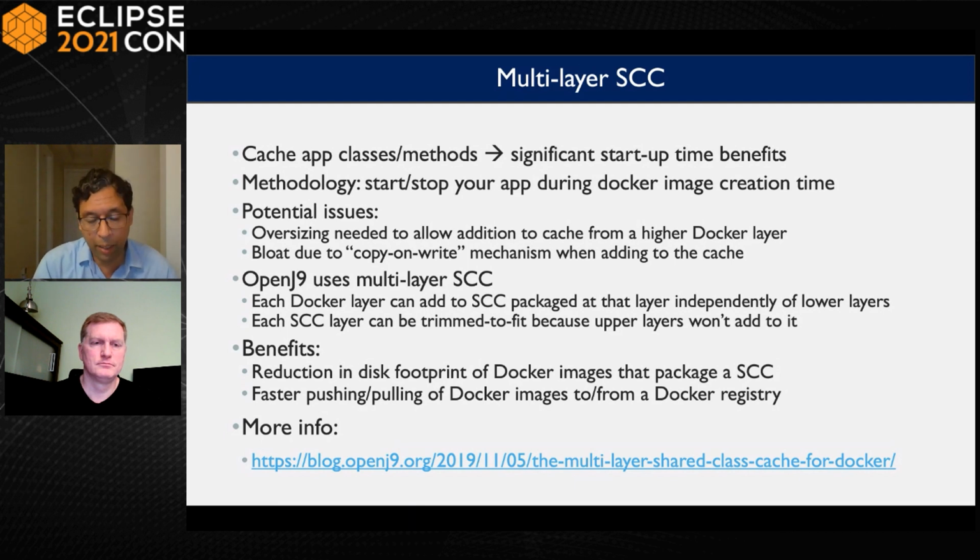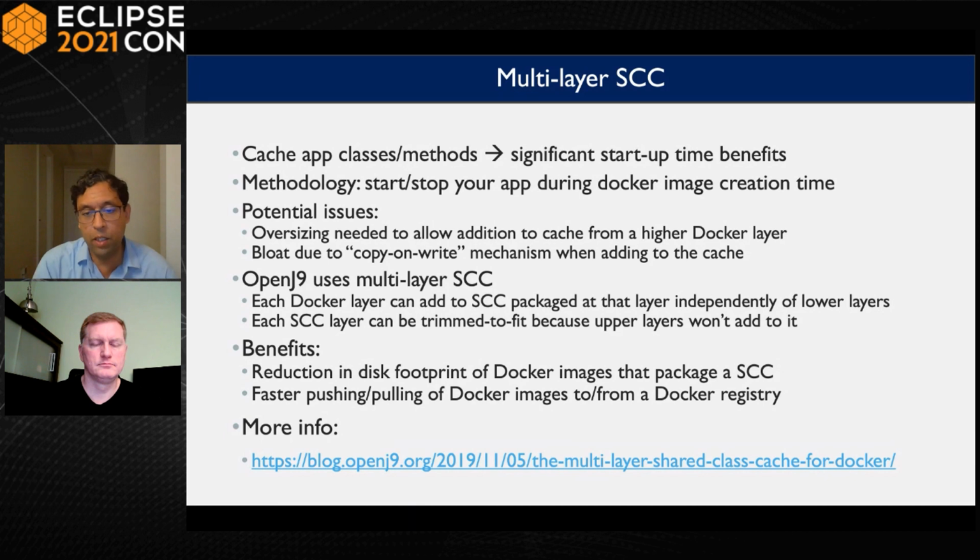Further, if you add an application class into the shared class cache, the way containers work is it'll make a copy of that file entirely. Even if you wanted to add a single class, the entire shared class cache would get duplicated and added to a higher layer by Docker. So the multi-layer shared class cache solves this in a couple of different ways.